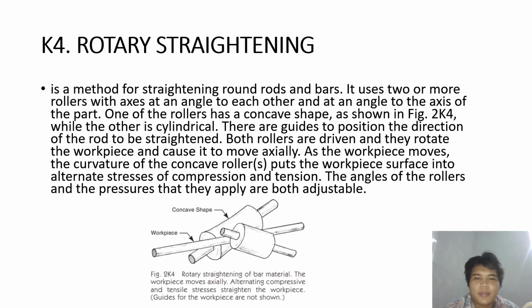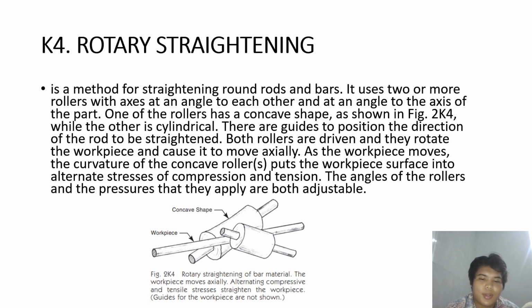Rotary straightening is a method of straightening round rods and bars. It uses 2 or more rollers with axes at an angle to each other and at an angle to the axis of the part. One of the rollers has a concave shape, as shown in figure 2K4, while the other is cylindrical. There are guides to position the rod to be straightened. Both rollers are driven by the workpiece and cause it to move axially. As the workpiece moves, the curvature of the concave roller puts the workpiece surface into alternate stress of compression and tension. The angles of the rollers and the pressure that they apply are both adjustable.